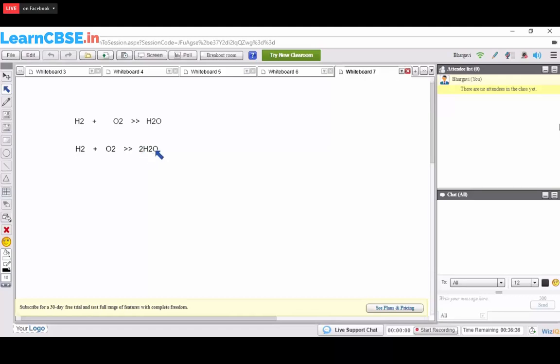Now we have to come for the H2. So hydrogen is, here 4 hydrogen atoms are present. Here it is only the 2. So we can place the 2 in front of the hydrogen to make the 4 hydrogen atoms. So 2H2 plus O2 gives 2H2O. Okay. Now the next one.